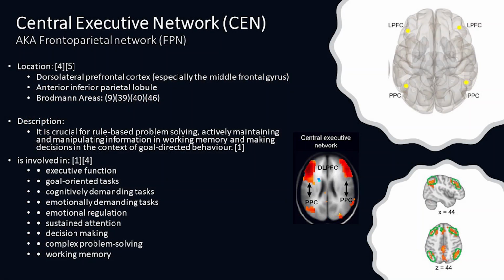Now onto the central executive network, sometimes called the frontal parietal network, FPN, or CEN for short. Its location is the dorsolateral prefrontal cortex, especially the middle frontal gyrus, and the anterior inferior parietal lobe, Brodmann areas 9, 39, 40, 46. It's crucial for rule-based problem solving, actively maintaining and manipulating information in working memory, and making decisions in the context of goal-oriented behavior. It's important in emotional regulation and cognitively demanding tasks, sustained attention, and working memory especially.